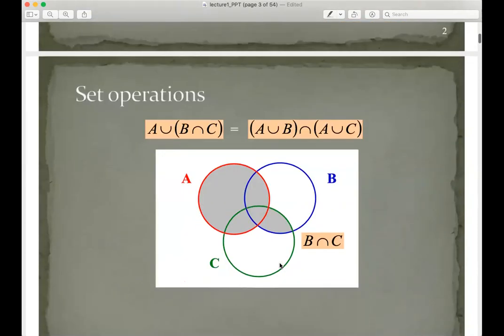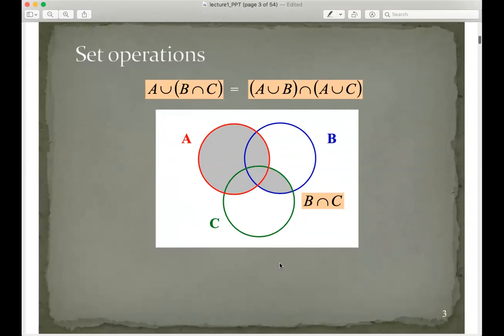We can make use of the theories to look at the different laws. For example, this is the first distributive law. The first distributive law says that anything that is in A or (B and C) is equivalent to saying that this object belongs to (A or B) and (A or C), the right-hand side.